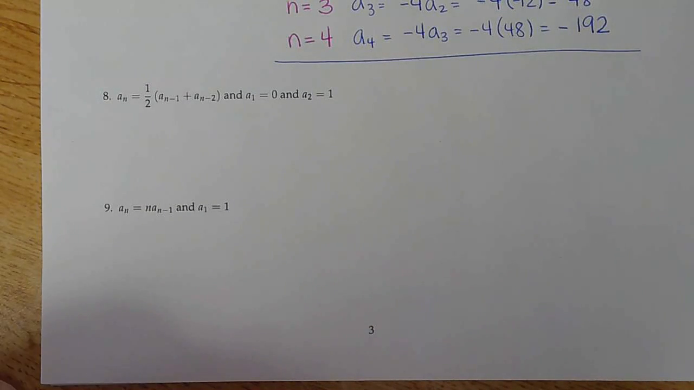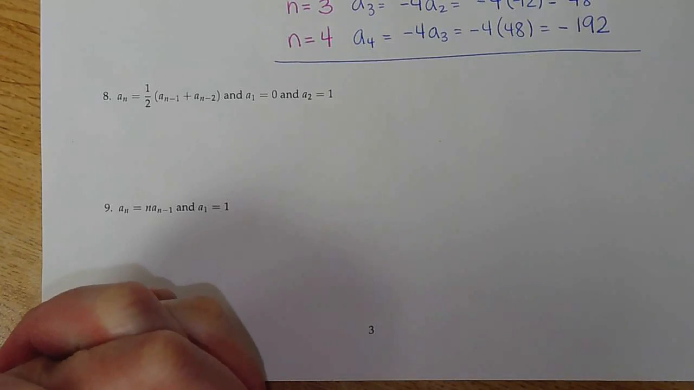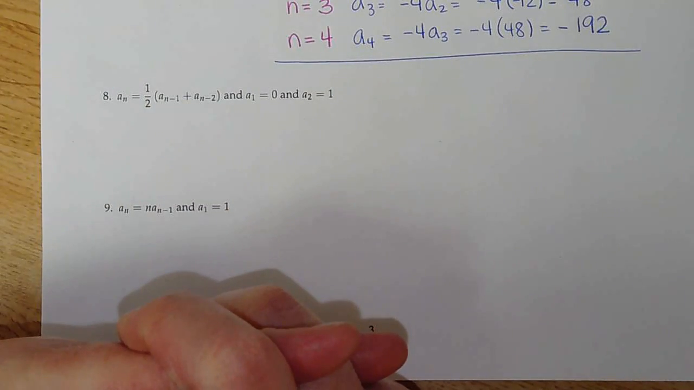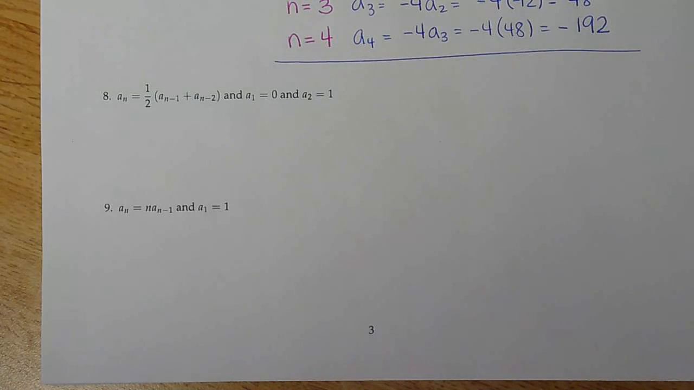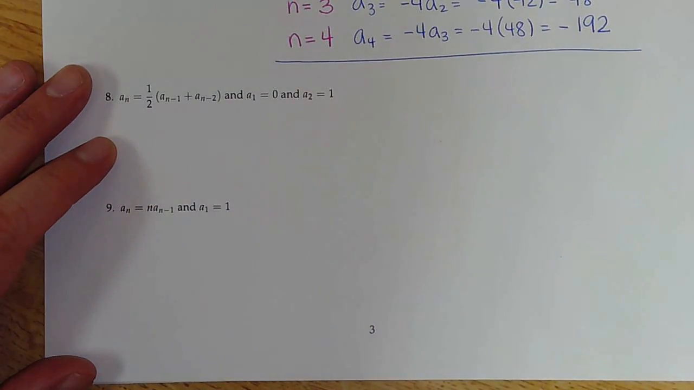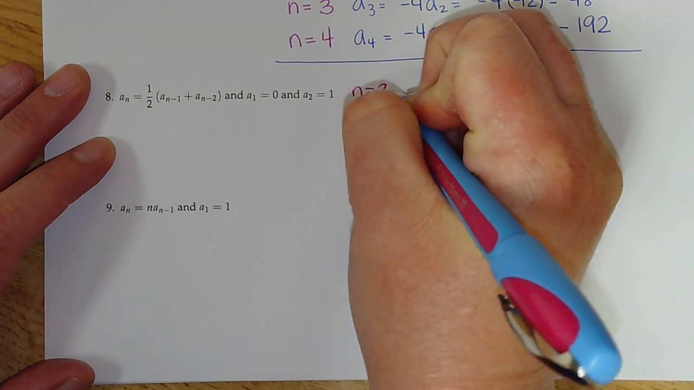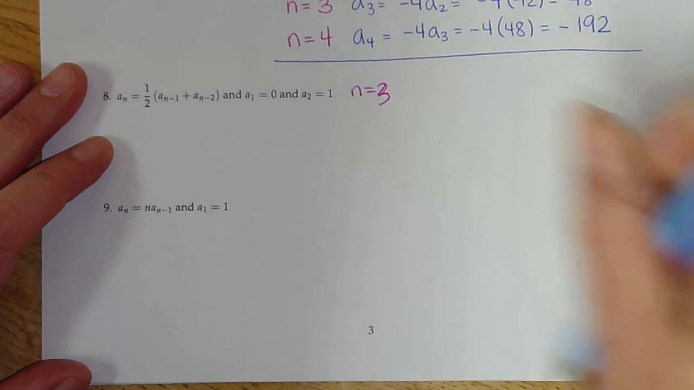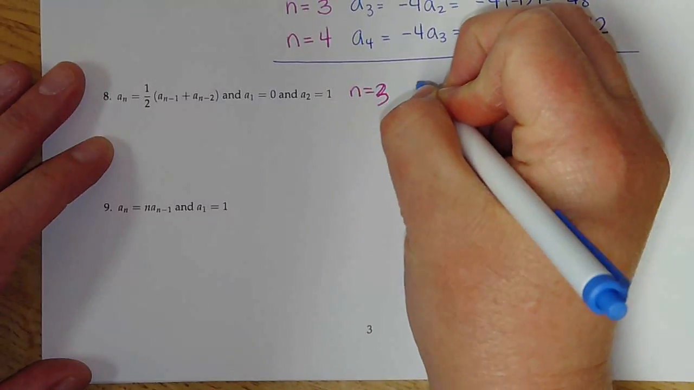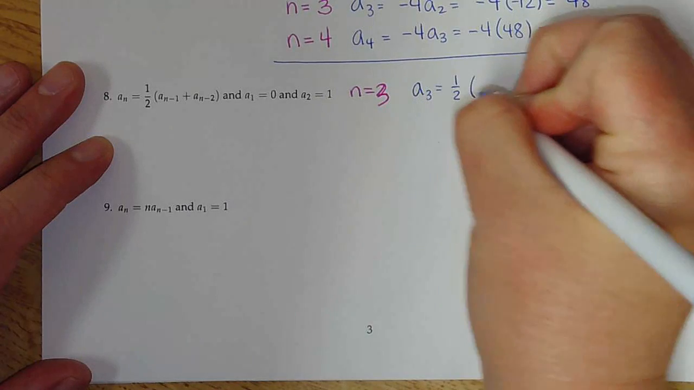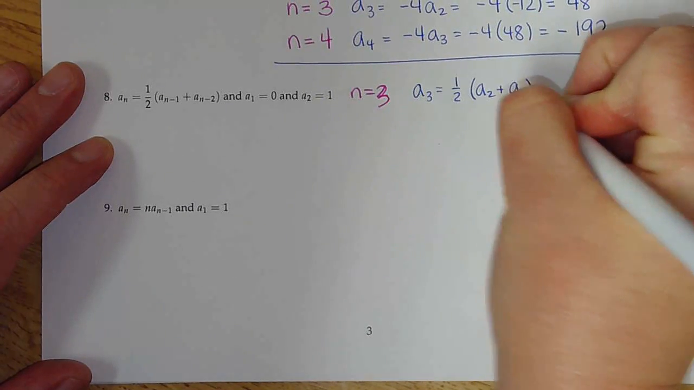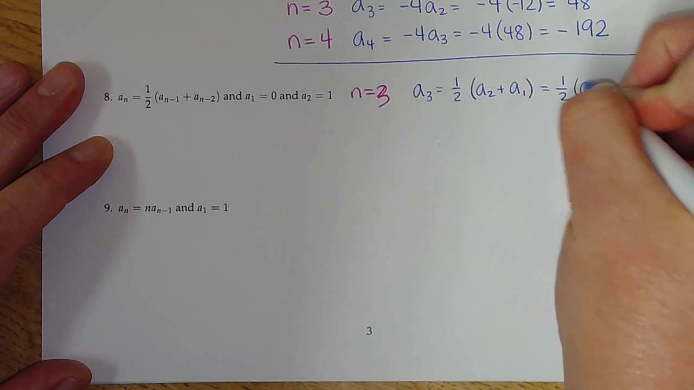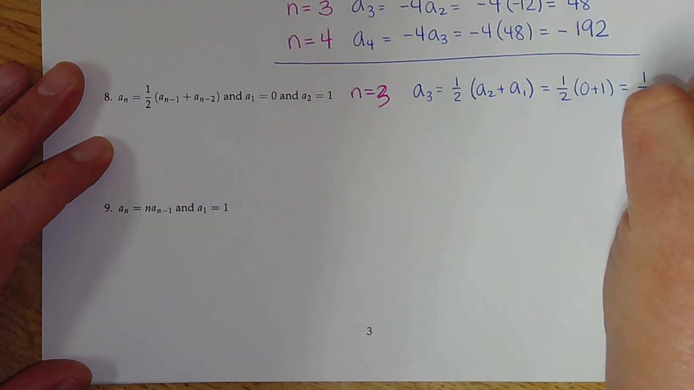All right, so let's try a couple more problems here. Number 8 is a sub n. This one actually has two starting values. So we have 1/2 of the quantity a sub n minus 1 plus a sub n minus 2. So we're going to add the previous two terms and then multiply by 1/2. So when n is equal to 3, a3 is going to be 1/2 of a2 plus a1. So that gives me 1/2 of 0 plus 1, which is 1/2.